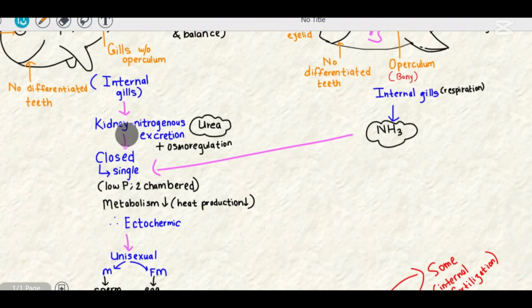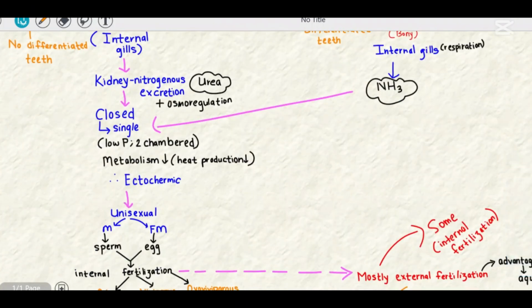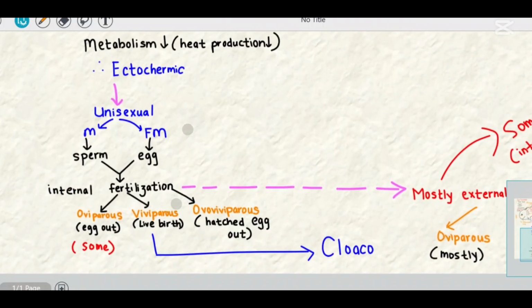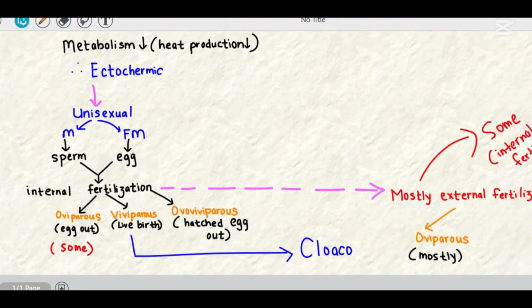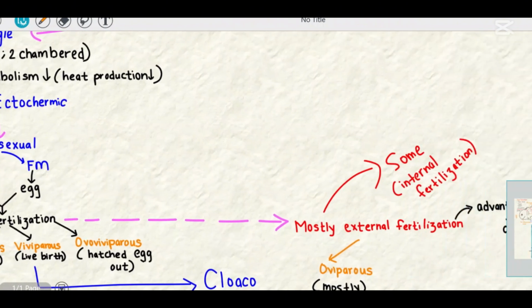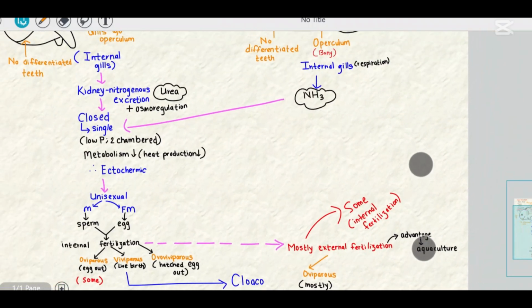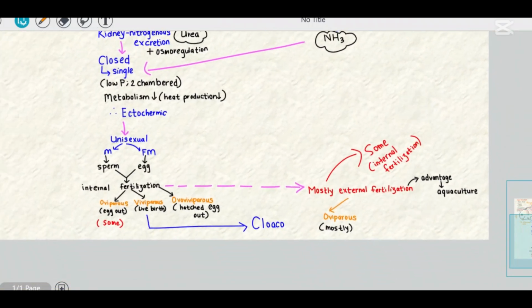And then when it comes to the circulatory system, it's going to be common to both of them. So that's why I have redirected these arrows here to come here. And then they have low pressure, two-chambered, metabolism low, ectothermic. Everything is going to be same. And then when it comes to the unisexuality, that's also going to be same. But there's another difference when it comes to fertilization. Class Chondrichtyes is going to have internal fertilization, whereas class Osteichtyes is going to have mostly external fertilization. So most of them show external fertilization, whereas some of them show internal fertilization. This is a good enough MCQ point as well.